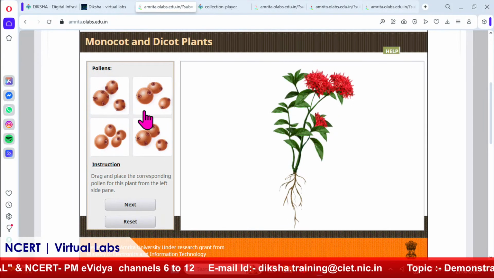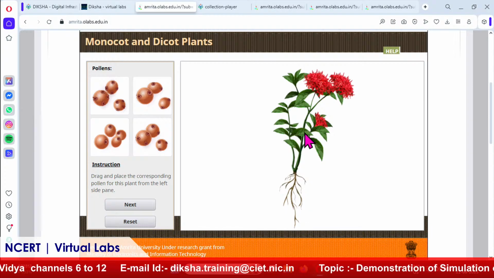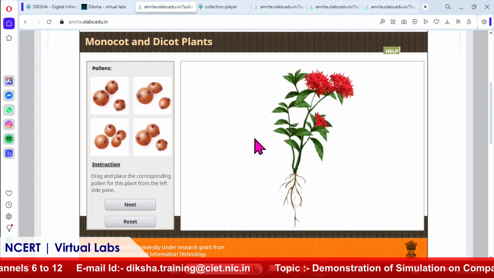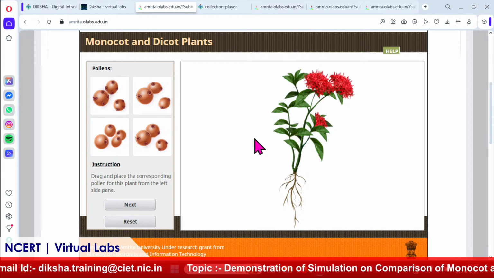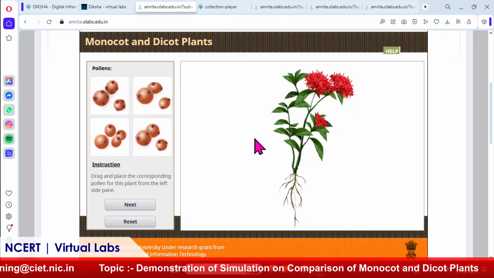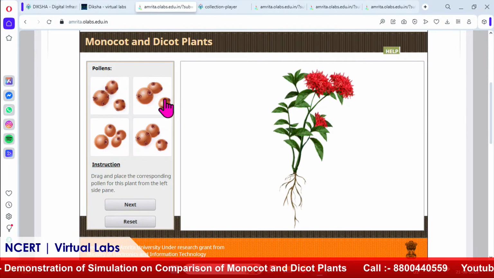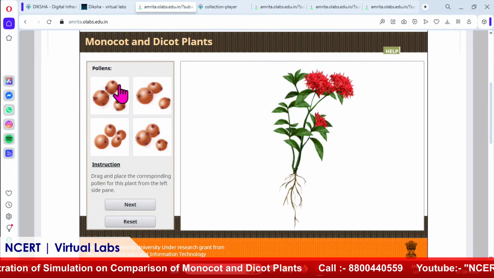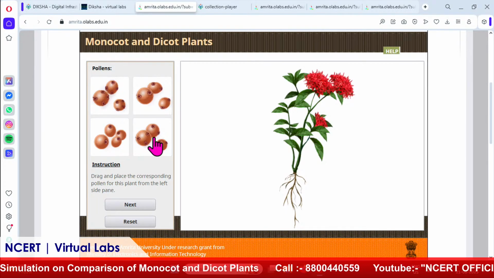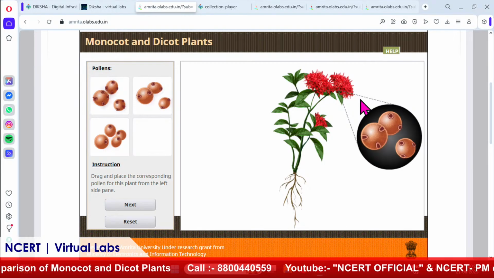Okay, now pollen grains. So here we have a taproot system and the leaves are reticulate in venation. If you remember, we talked about in theory that pollen grains of monocots have a single pollen pore through which the pollen tube arises. But in case of dicots, we have 3 pores. So because this is a dicot, which one should we choose? The one which has 4? Number 3. Yes. So we are choosing this one, and this is the correct option.